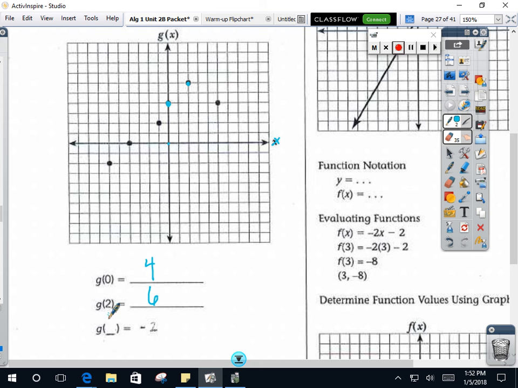Okay, what's different about the third one? Right, they didn't give us the x this time, they gave us the y. So you need to go down the y-axis to negative 2. Isn't this point over here the one that has a y value of negative 2? What is its x value? Negative 6. Look, this point right here has a y value of negative 2 and an x value of negative 6.